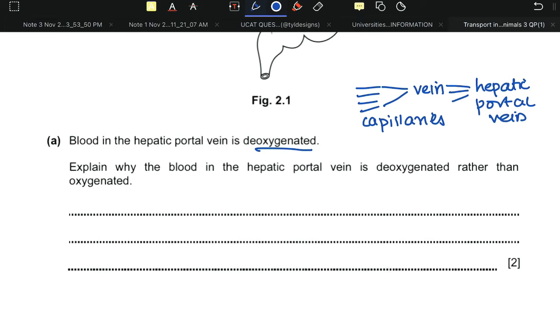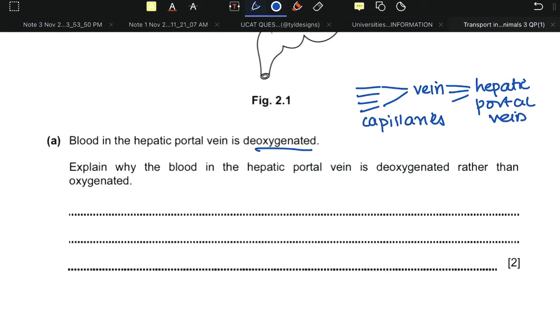So here you're supposed to talk about how capillaries build up and join to form veins, and multiple veins join to form the bigger hepatic portal vein. Now, the blood will pass through the capillaries which are present in the organs, right? So because of this, when the cells in that organ respire, they release carbon dioxide into the blood, right? So now, because of lesser concentration of oxygen compared to carbon dioxide, it becomes deoxygenated.